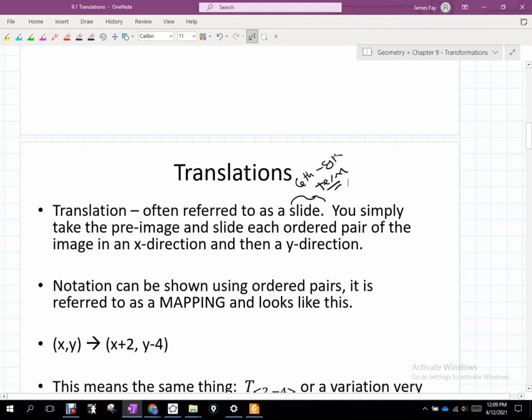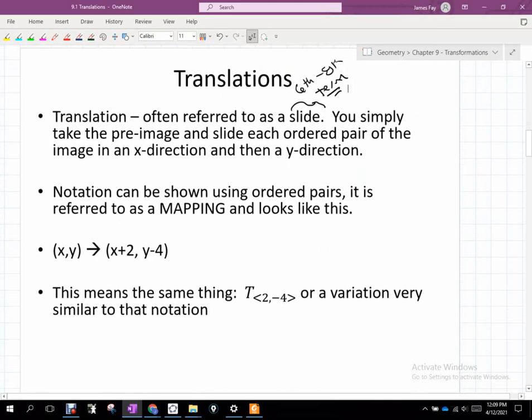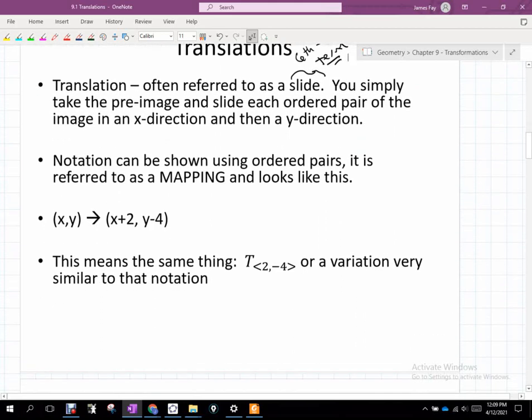Notation is one thing that can be problematic for people, and I want to show you the multiple ways you might see it because I don't know how the end of course exam will write it. They could very well on one question write it using what we call a mapping, and on another question use subscript notation, but they really mean the same thing. So it says the notation can be shown using ordered pairs, and is referred to as a mapping.